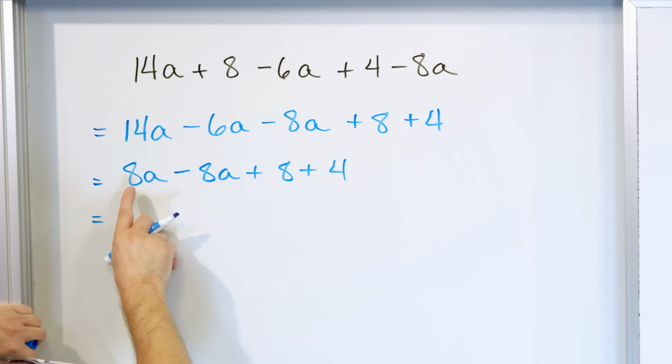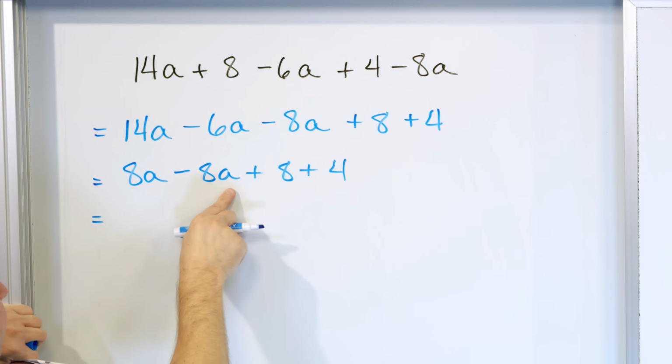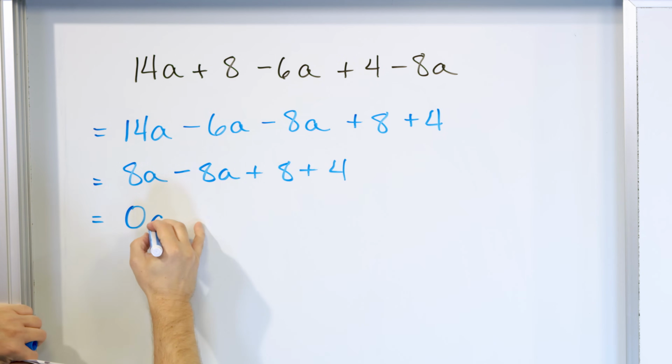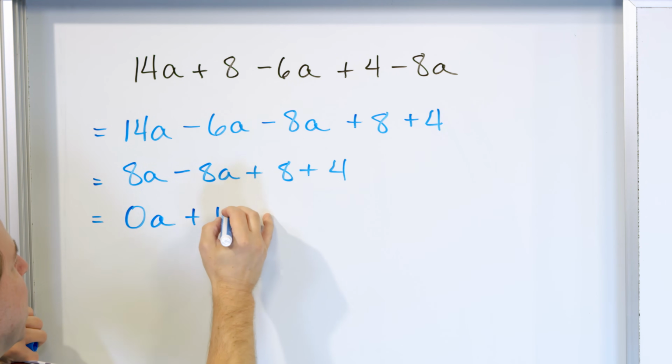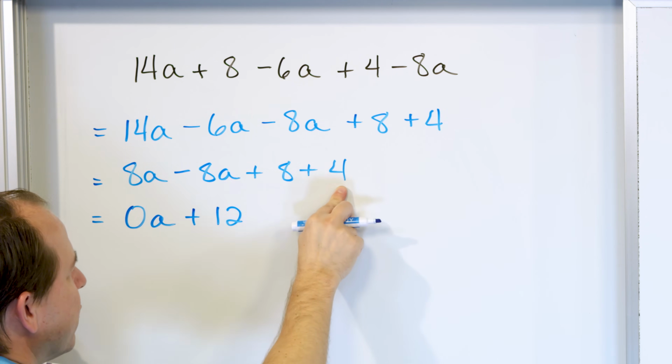What happens there? It's 8 horses minus 8 horses. Well, you don't have anything left. You have 0 horses, 0a, right? And let's go ahead and add these. 8 plus 4 is 12, so plus 12, because it's positive 8 plus 4 more is positive 12.